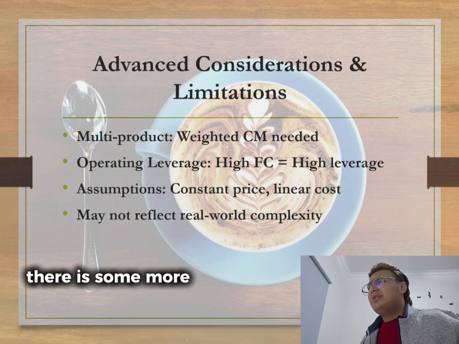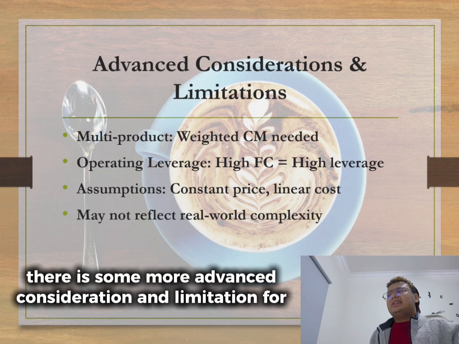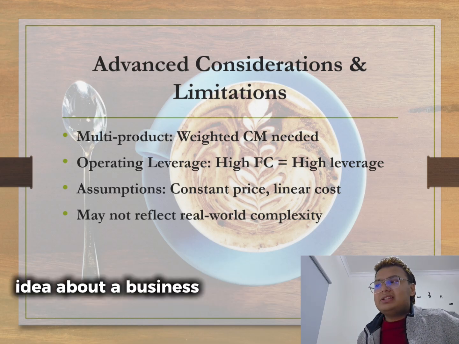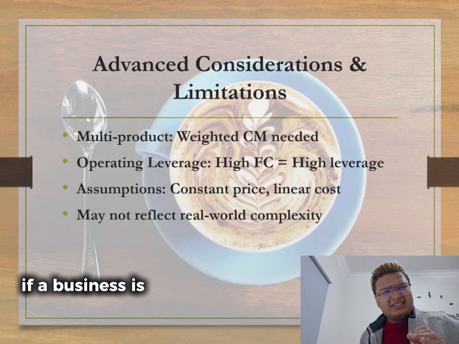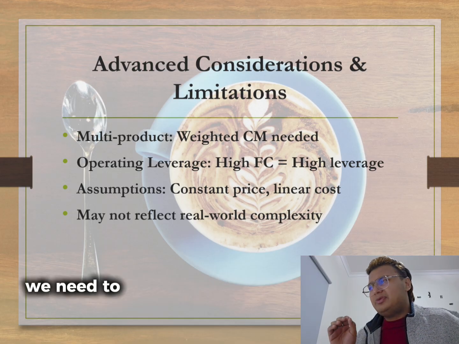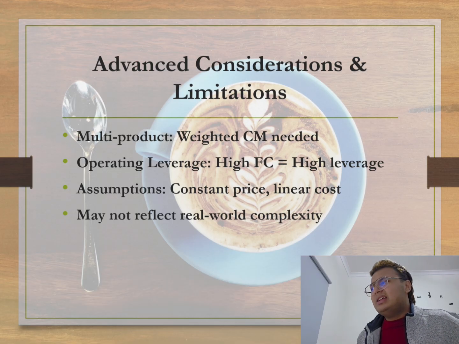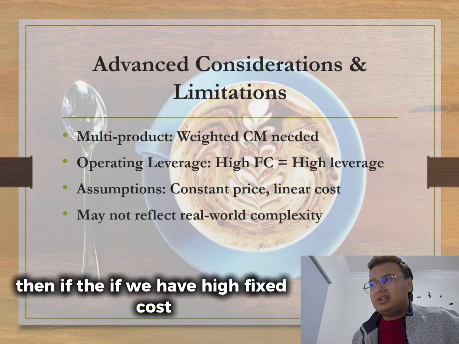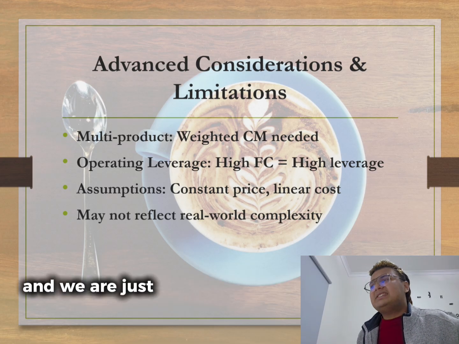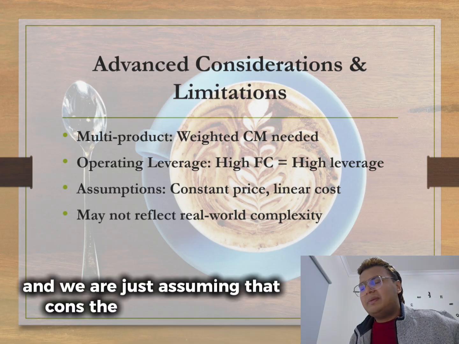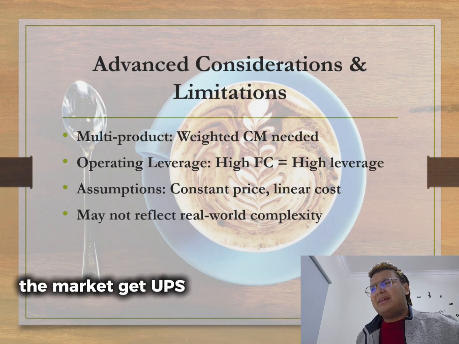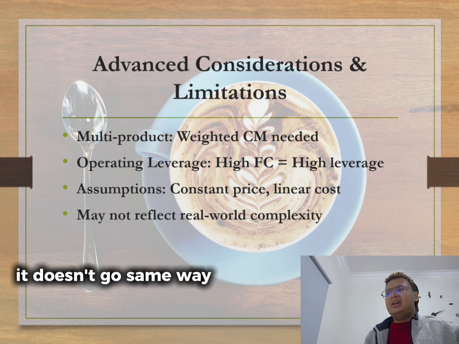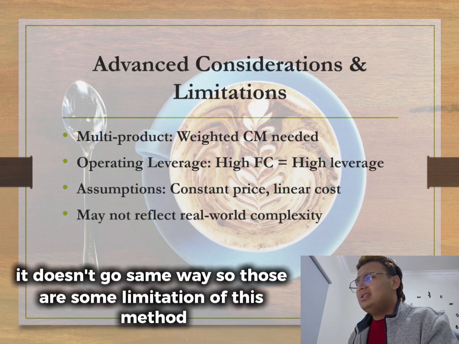There are some more advanced considerations and limitations. For example, this is a very simple idea about a business where we're just selling one latte. If a business is selling many items, we need to find the weighted contribution margin. Then if we have high fixed costs, there will be high leverage, and we're just assuming the price is constant. The market has ups and downs every time, and costs don't move the same way either. So those are some limitations of this method.